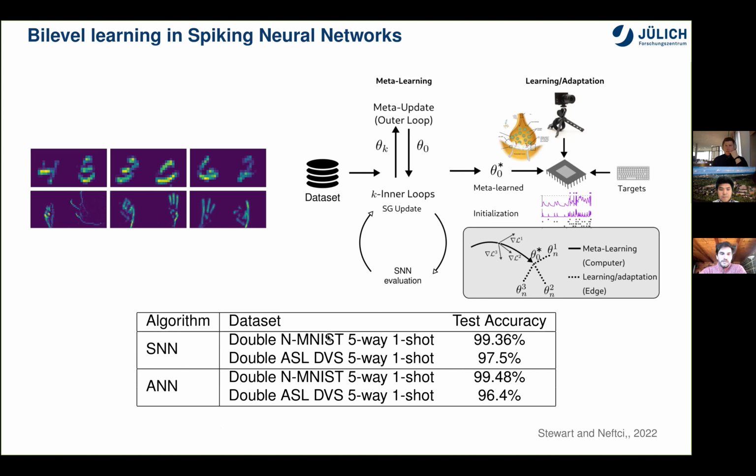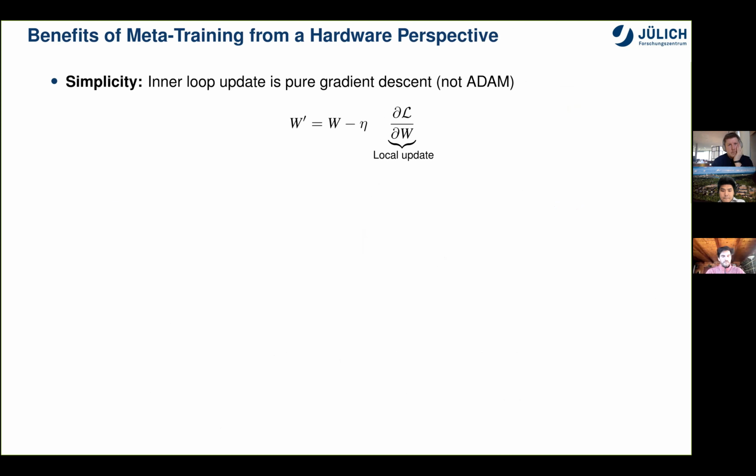And so the message here is that we can pre-train a set of parameters such that it can achieve really high accuracy after just a few shots. Okay, so now I'm just going to wrap up here on why, again, I think this is really the approach to go for in neuromorphic hardware.